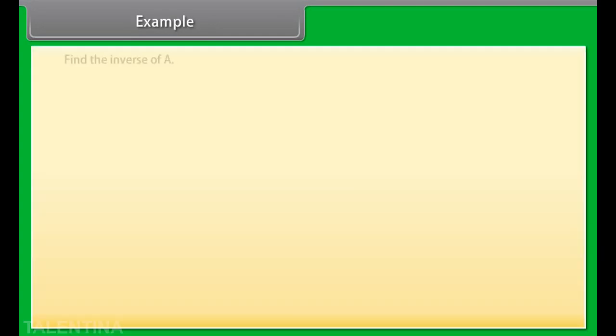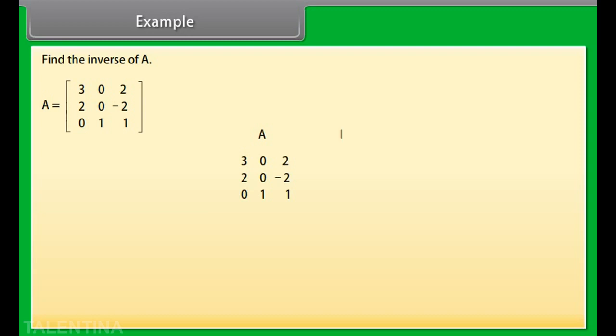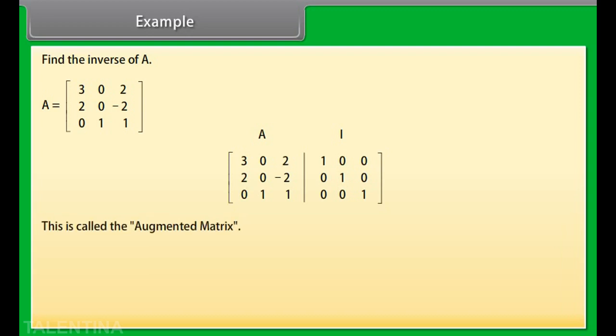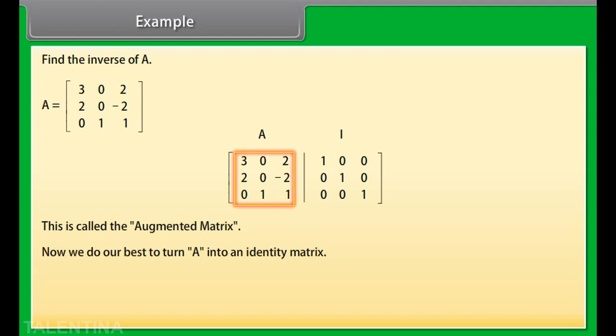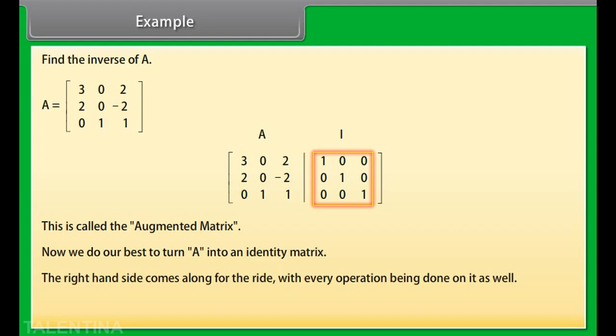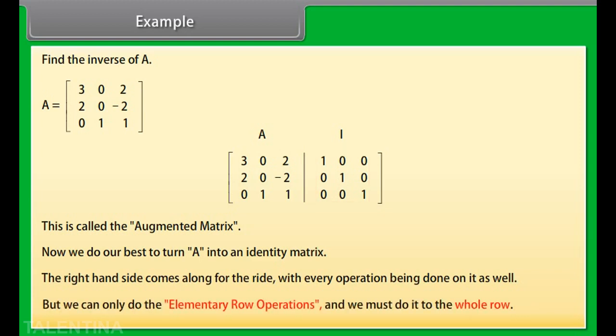Example. Find the inverse of A. We start with the matrix A and write it down with an identity matrix I next to it. This is called the augmented matrix. Now we do our best to turn A, the matrix on the left, into an identity matrix, and the right-hand side comes along for the ride with every operation being done on it as well. But we can only do the elementary row operations, and we must do it to the whole row.